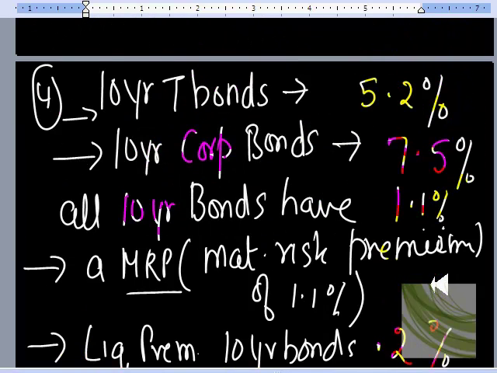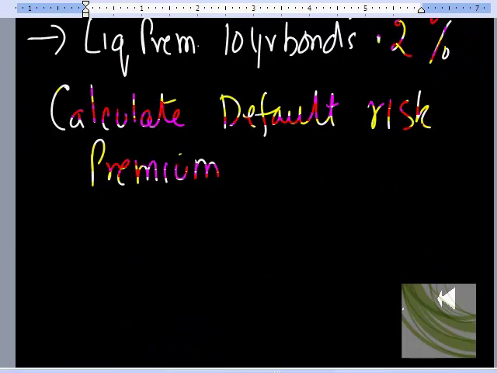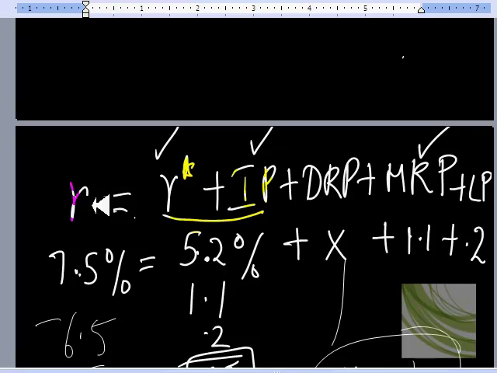So how do you calculate that? On the 10-year T-bond, they gave you the T-bond rate, the corporate bond rate, the maturity risk premium, and the liquidity premium. So what you're going to do is basically this. Your rate equals your risk-free rate plus your inflation premium, plus your default risk premium, which is what you're trying to calculate, plus your maturity risk premium plus the liquidity premium. So we know our risk-free, the T-bill rate is 5.2%, which includes the inflation, by the way. So you need to keep that in mind. We know this plus whatever X is. We don't know what X is. That's what we're trying to calculate, the default risk premium. We know our maturity premium is 1.1, and we know our liquidity premium is 0.2.